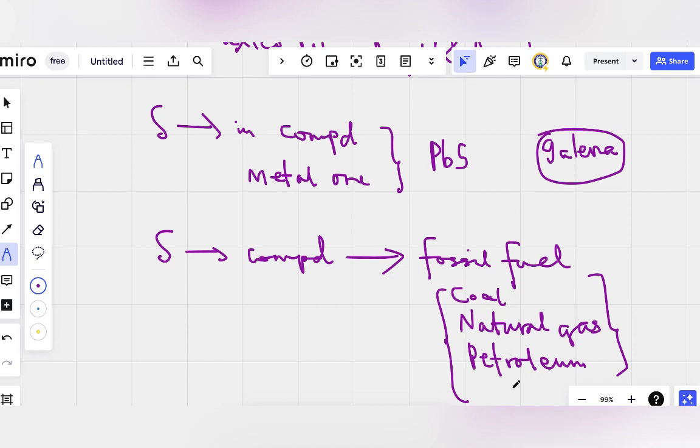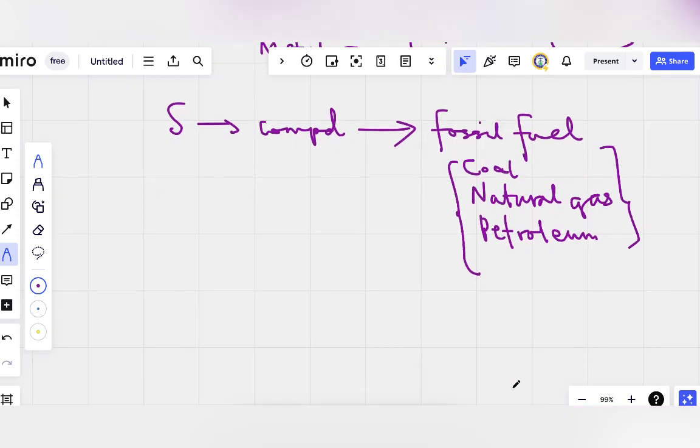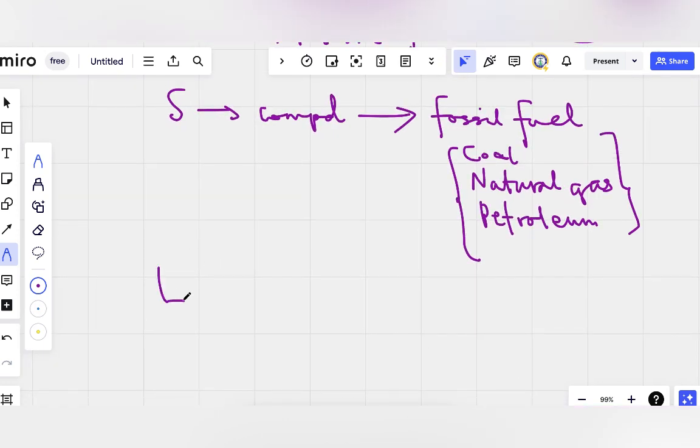Okay, now let's go to extraction of sulfur. How do we extract sulfur?